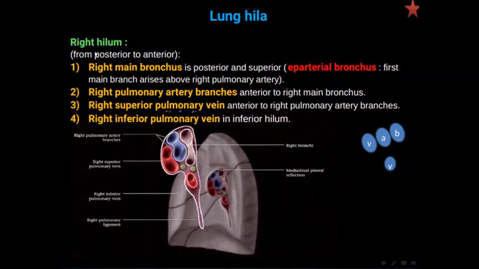Regarding the right hilum, this is the image of the right hilum. We have 4 structures. This is the anterior, this is the posterior. The most anterior structure is the superior pulmonary vein. The most inferior one is the inferior pulmonary vein, followed posteriorly by the right pulmonary artery and more posteriorly by the right main bronchus, which is called eparterial because it passes above the artery.